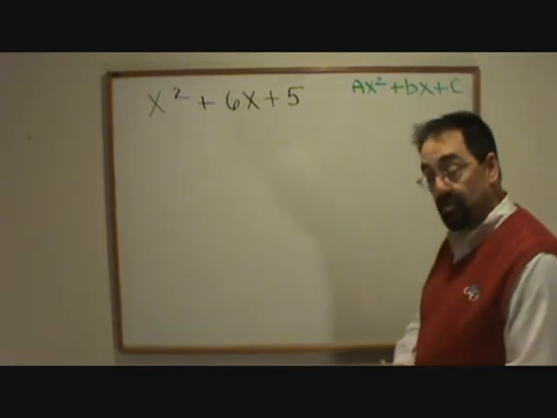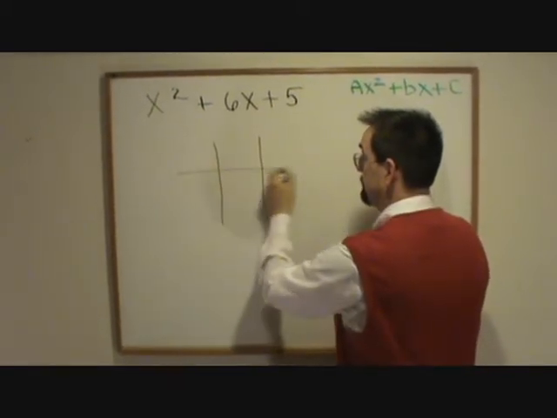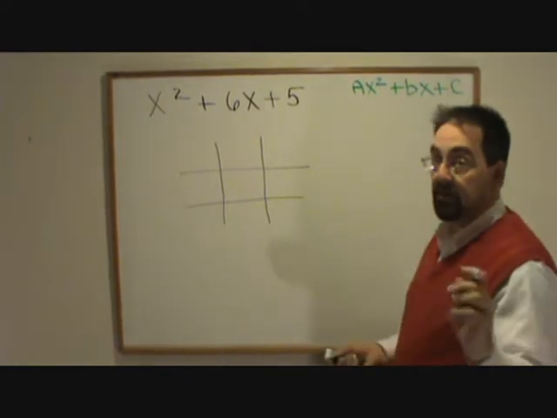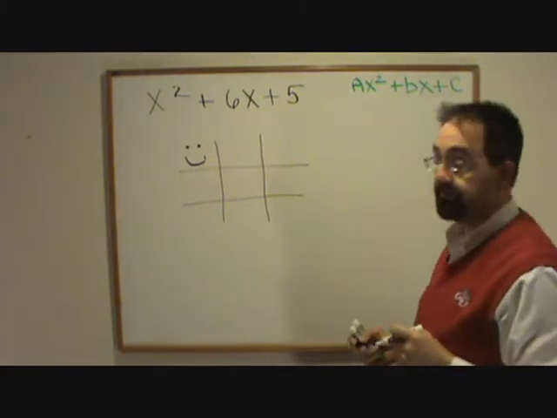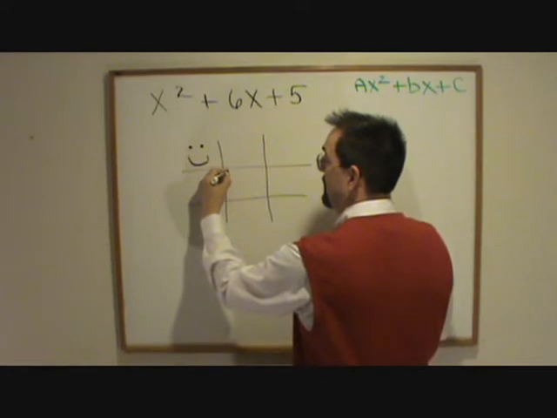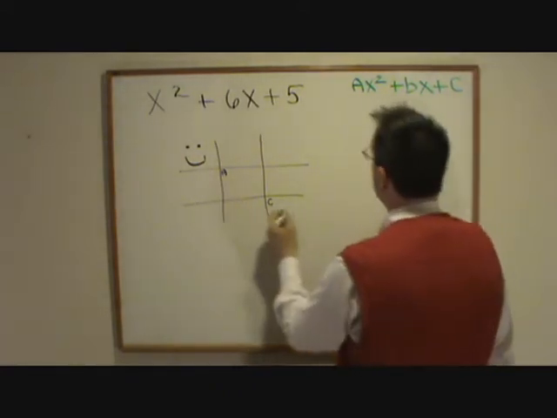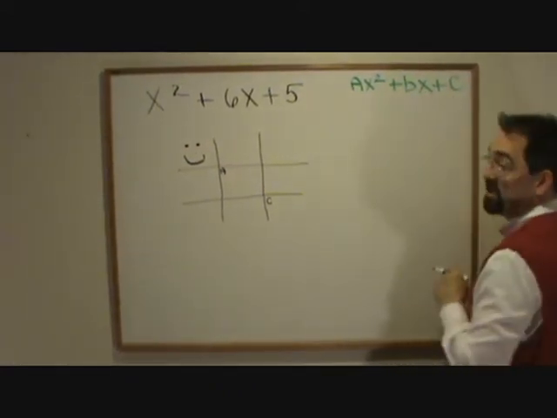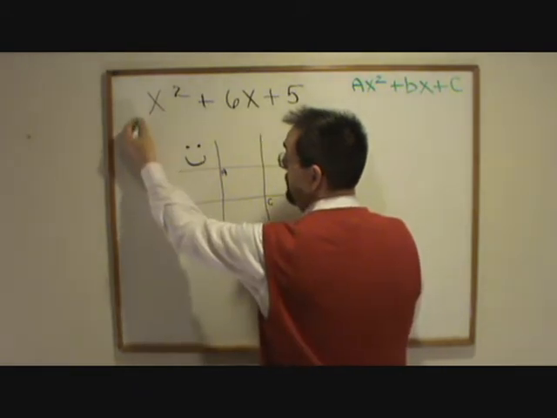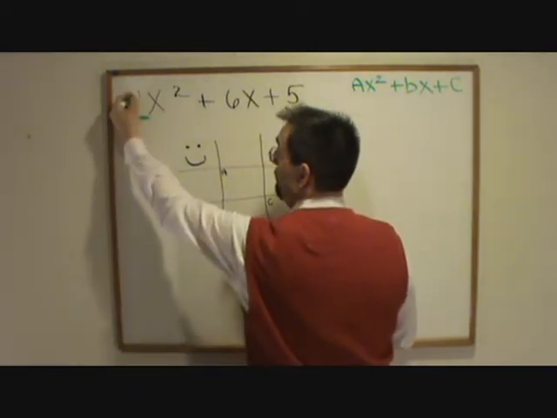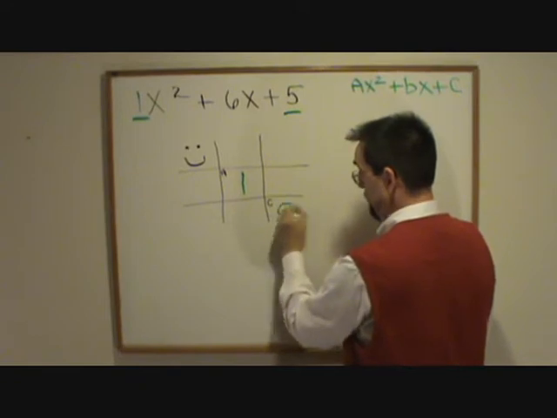First thing I'd like to do is actually draw a tic-tac-toe. Next, I'm going to put a little smiley face here, because we don't actually use this section. This square is for our A value. This square is the C value. Well, remember, ax squared plus bx plus c. In this particular example, our A value is 1, and the C value is 5. We'll put a 1 there and a 5 here.